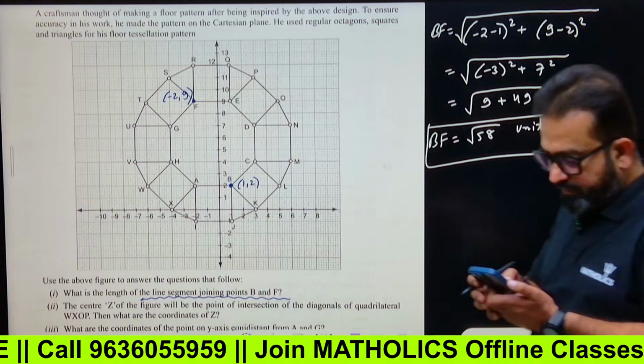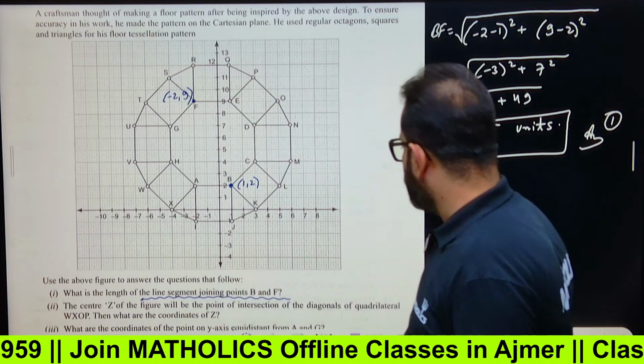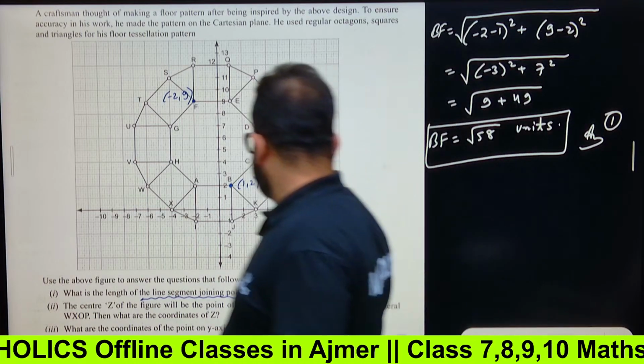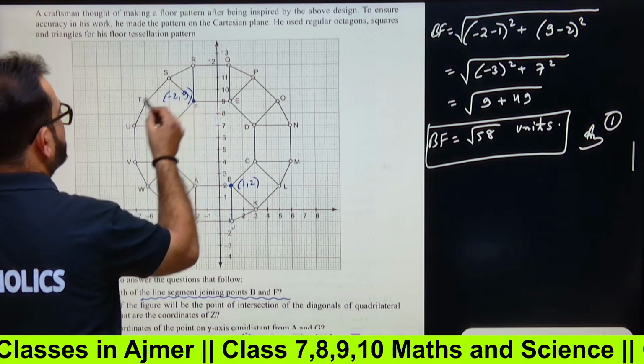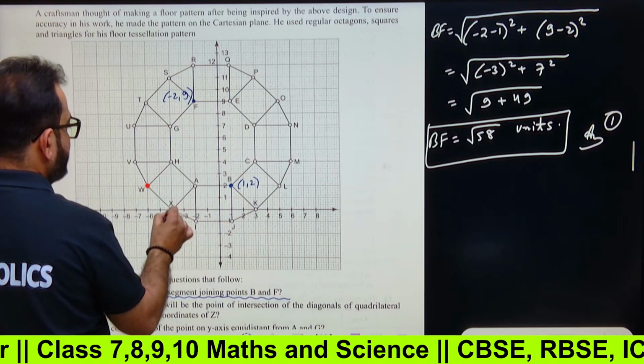Next one, how to solve? The next one says the center Z of the figure will be on the point of intersection of the diagonals of quadrilateral WXOP. What is WXOP? Let's mark it here. W, yes, this is W. This is X.